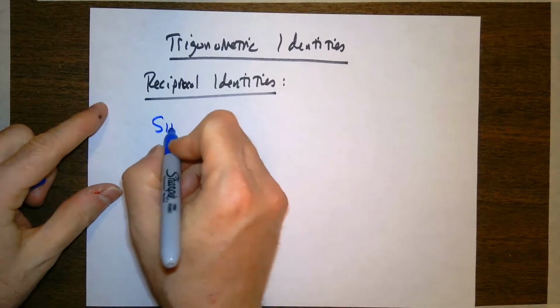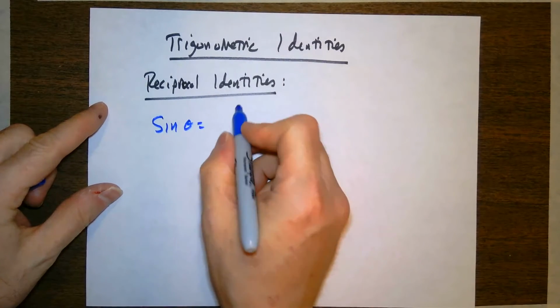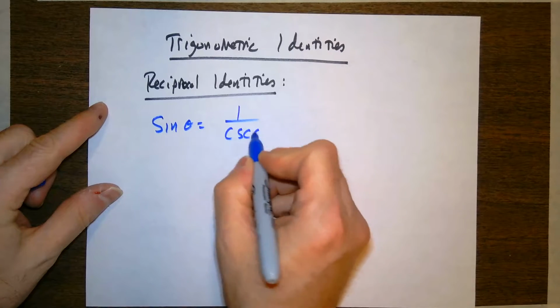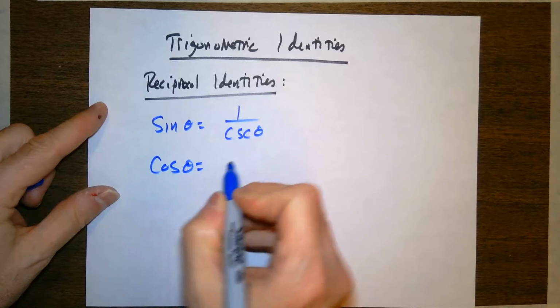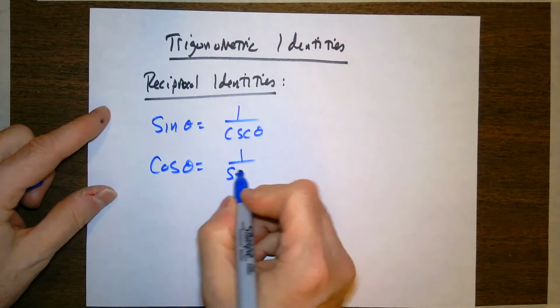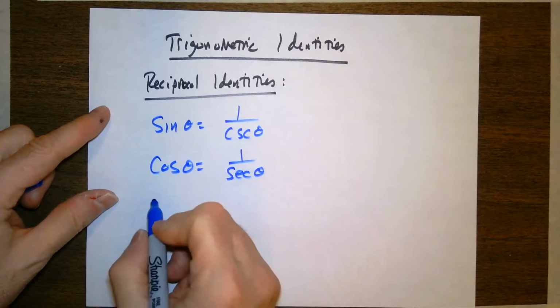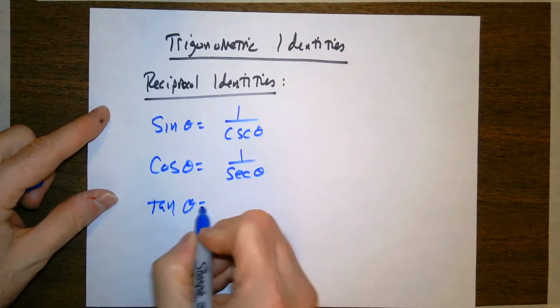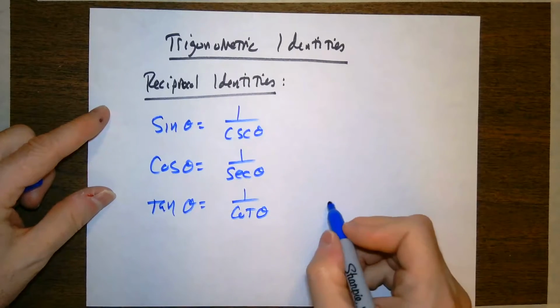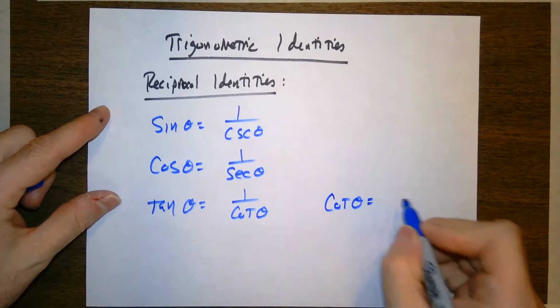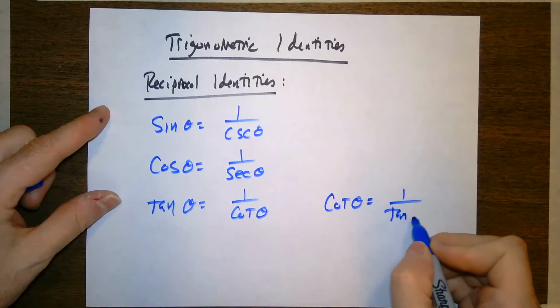Things like the sine of any angle is the same thing as 1 over the cosecant of the angle. The cosine of any angle is 1 over the secant of any angle. The tangent of any angle is 1 over the cotangent of any angle. The cotangent of any angle is 1 over the tangent.